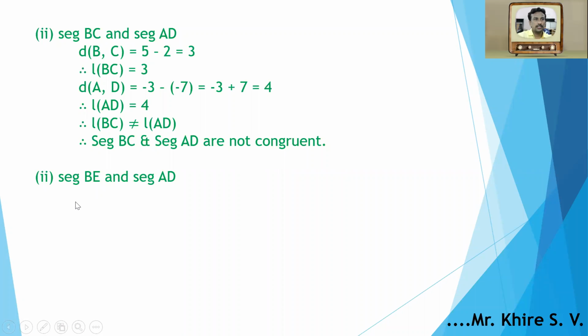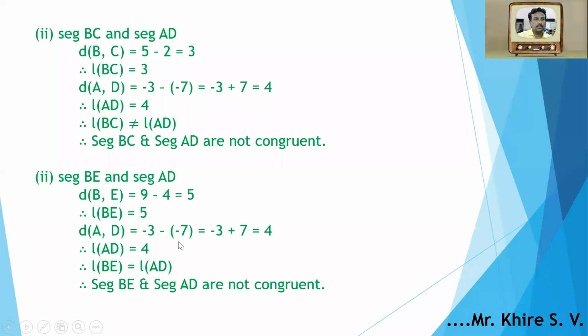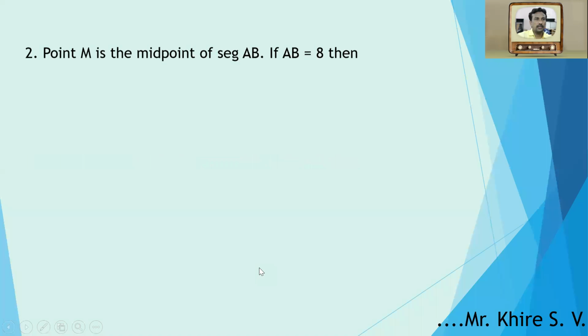Similarly, we can solve the third example, segment BE and segment AD. Distance BE first, that is equal to 9 minus 4 equal to 5, therefore length BE is 5. Similarly, segment AD, distance AD is equal to minus 3 minus minus 7, minus 3 plus 7 is 4. Length AD is equal to 4. 5 is not equal to 4, therefore BE and AD are not congruent.